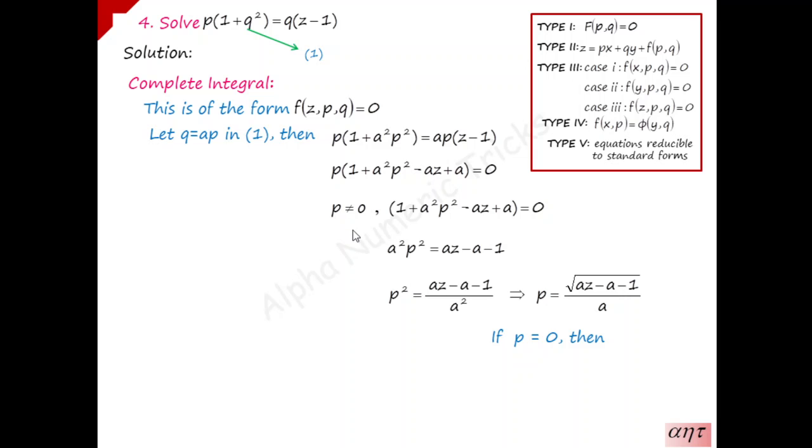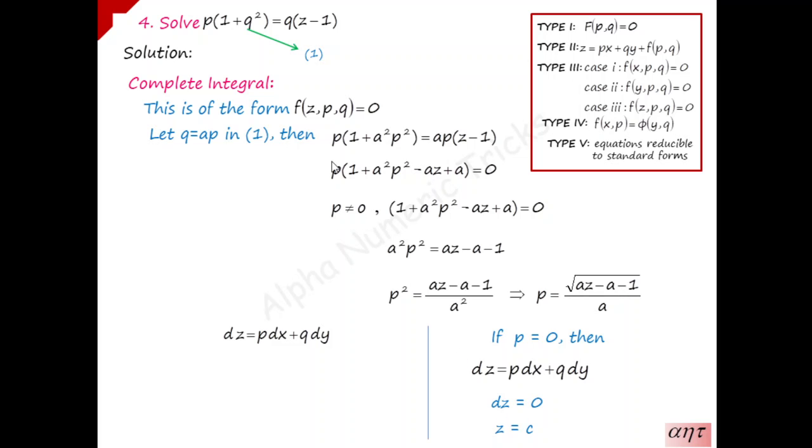Now suppose p is equal to 0, what happens? Then q is also equal to 0. Then dz, with p0 and q0, is equal to 0. Then integrating this, z is equal to constant. Is it a complete integral or not? No, it is not the complete integral, because a complete integral consists of two arbitrary constants. Here we have a single arbitrary constant. That's why z is equal to c is not the complete integral, and p is not equal to 0.